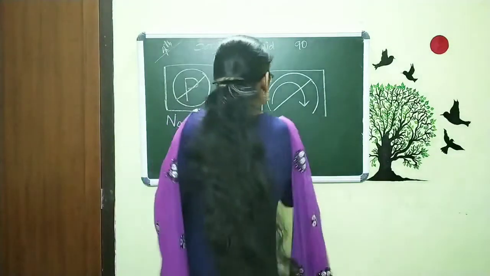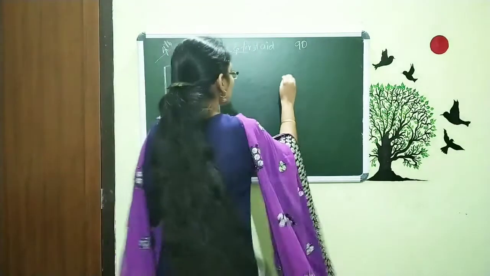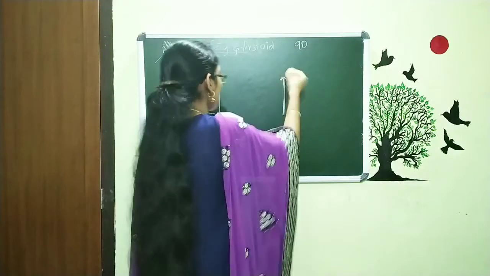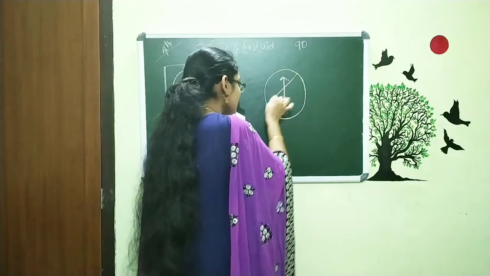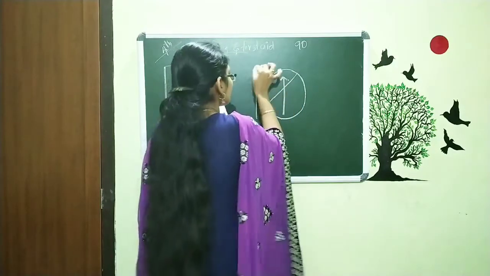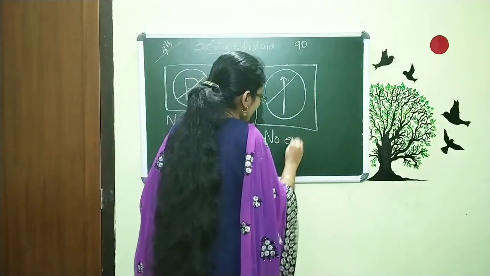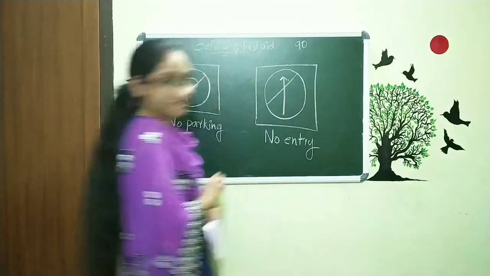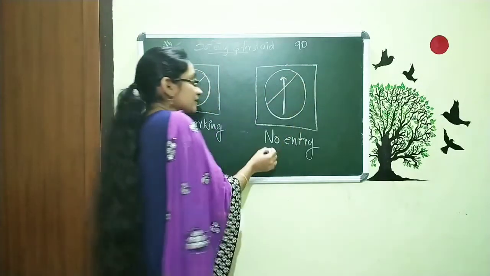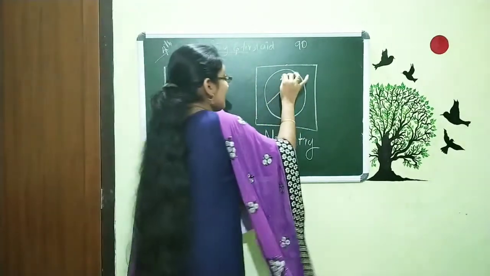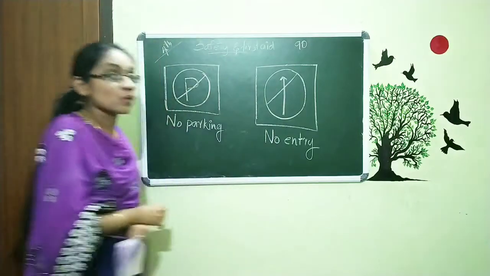Now, the next one has one arrow towards the top inside a circle with a crossed line. And what is this? This is no entry. That means we are unable to enter that space. That is, no entry. And the symbol is one arrow towards the top and a crossed line within a circle. And this is no entry.